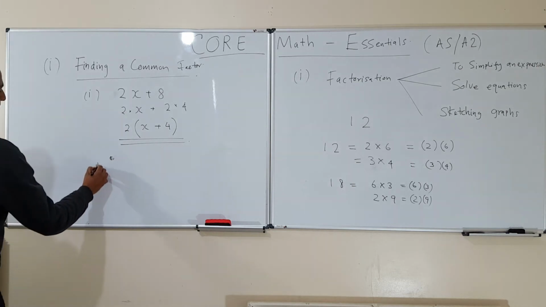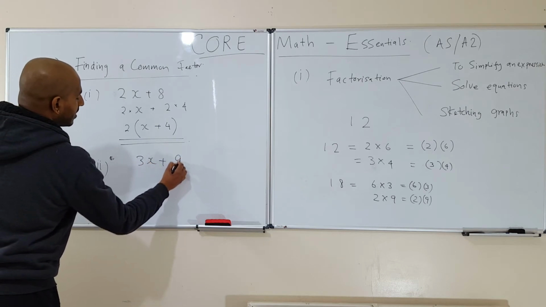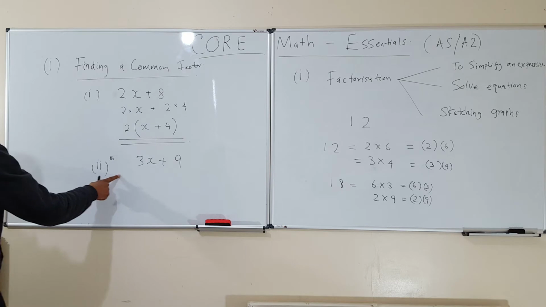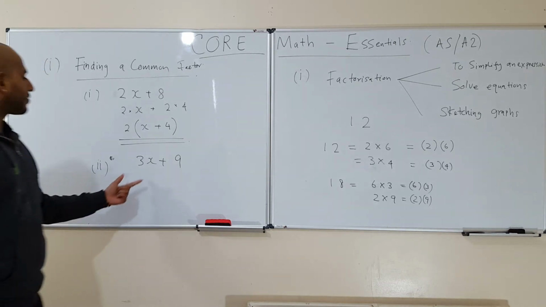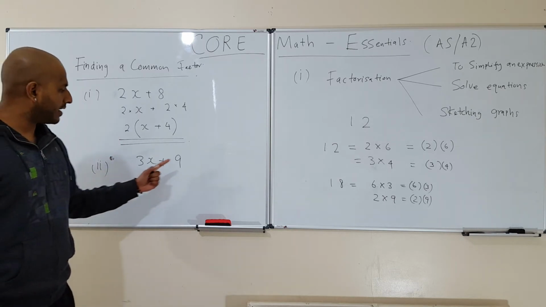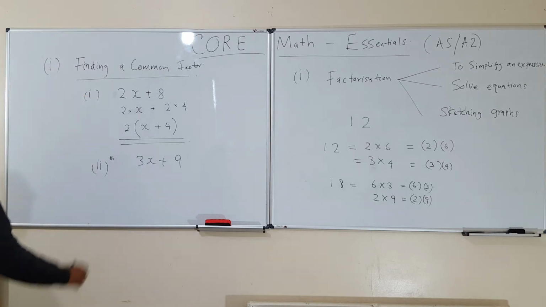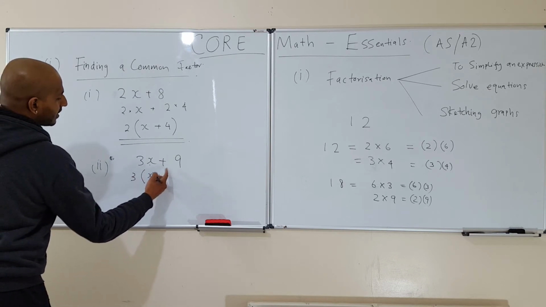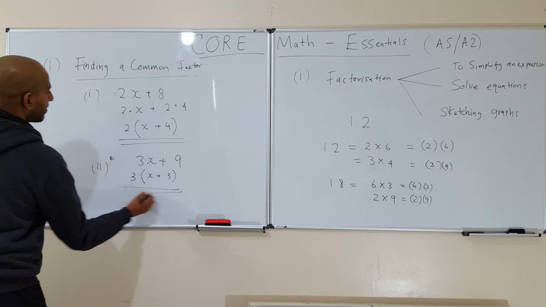Let's look into another one. Let's say we got 3x plus 9. The common factor is 3, isn't it? Because 3 goes into 3x, 3 goes into 9. When I'm saying goes into, it means we can use 3 to divide 3x, and we can use 3 again to divide 9. So that's the common factor. So I'm going to take 3 out. What I'm going to get here is x plus 9 divided by 3, which is 3. So that's factorized.